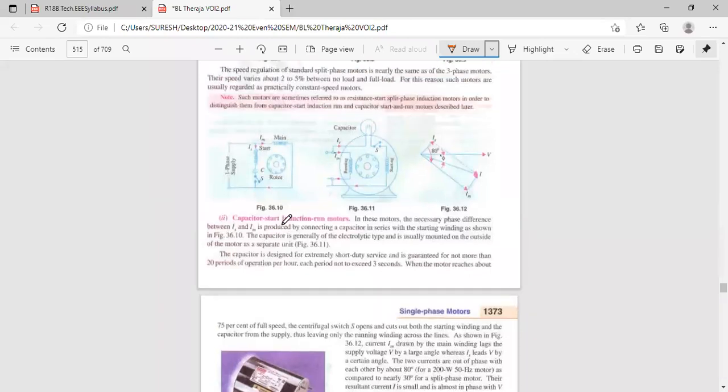Now the second type is the capacitor start induction run motor. See, both are the same. Here also the main winding is there, the starting winding is there. But here, what are you using extra in this diagram in capacitor start? Anyone? What is the difference between the previous circuit and this circuit?